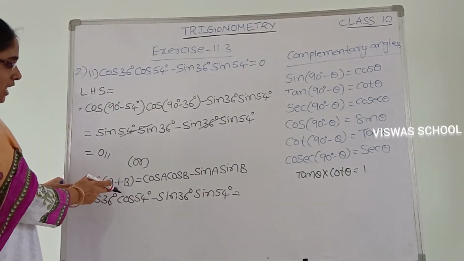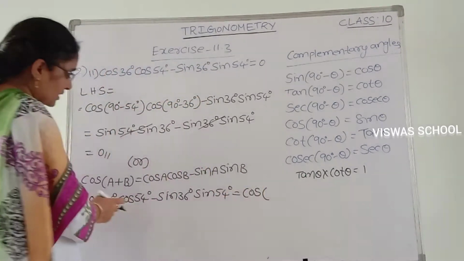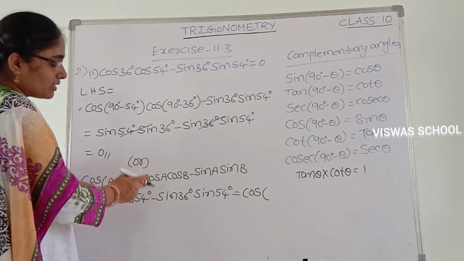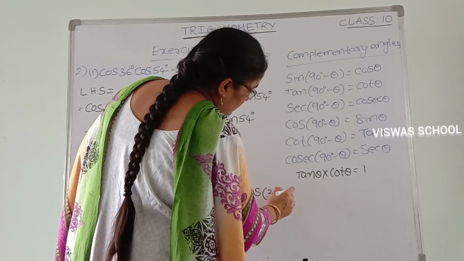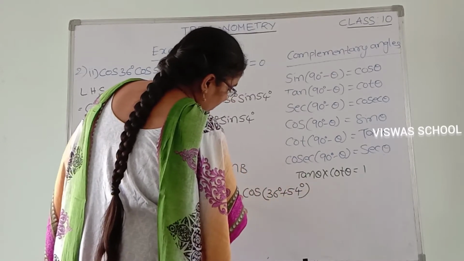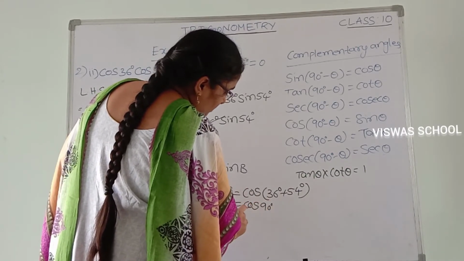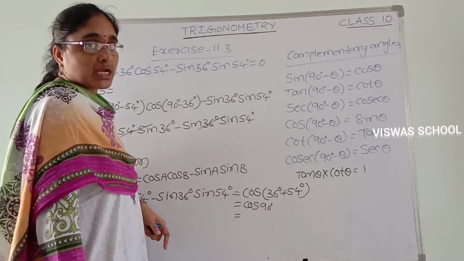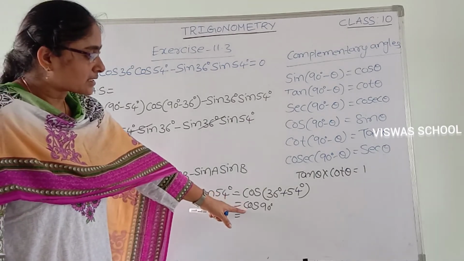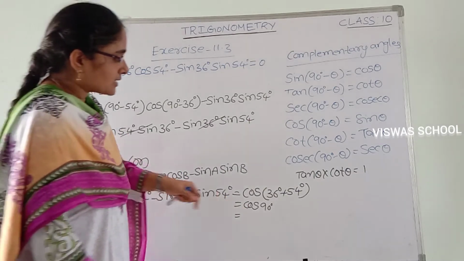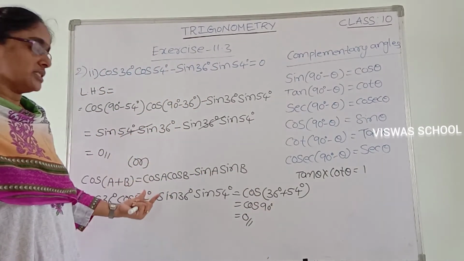This is equal to cos of A plus B. A value is 36, and B value is 54. So 36 degrees plus 54 degrees. That is, cos of 36 plus 54 is equal to what? Cos 90 degrees. What is the cos 90 value here? Sin 90 value is 1, sin 0 equals 0. That is, cos 90 equals sin 0. That is, cos 90 value becomes 0. You can solve in this method or this method.